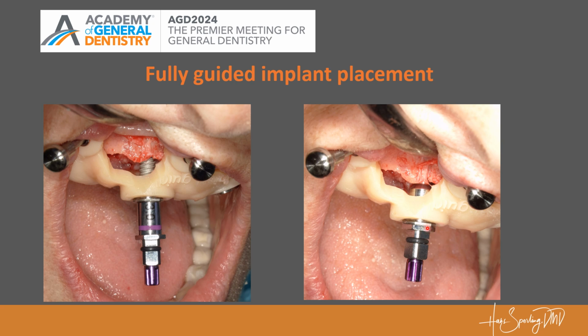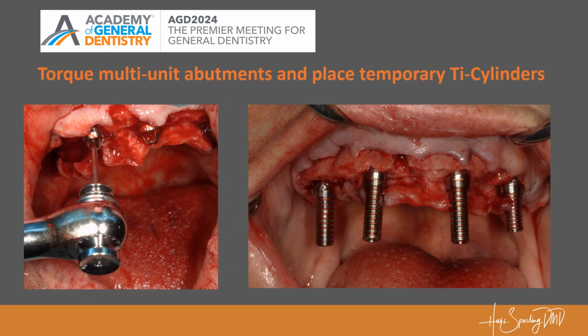So most systems allow us to index our guides. In this case, the two parallel sides are lined up. That means that our implants are properly lined up. And if that is the case, then the multi-unit abutments that we're going to place are going to be in the right position for those cylinders to be parallel and to exit the prosthesis in the exact way that we had planned. We're going to torque our multi-unit abutments, usually to 35 newtons, and then we're going to place our temporary titanium cylinders.